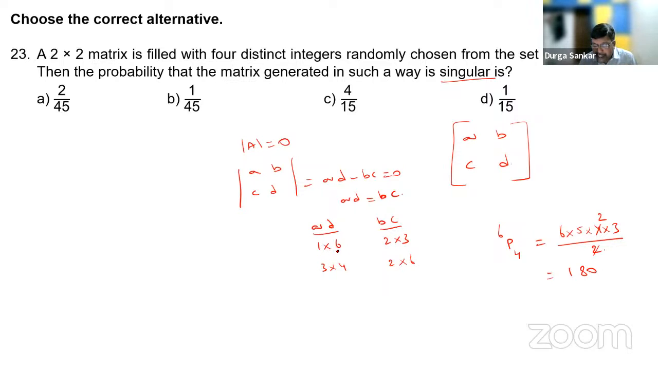Now, if I take AD is 1 into 6 and BC is 2 into 3. So A can be 1, D can be 6, or D can be 1, A can be 6. So 2 into 2, there are 4 different matrices possible. Same is the case here, 4 matrices. So total 8. Hence, the desired probability is 8 by 180, or we can cancel 4, 2 by 45. Answer option A.